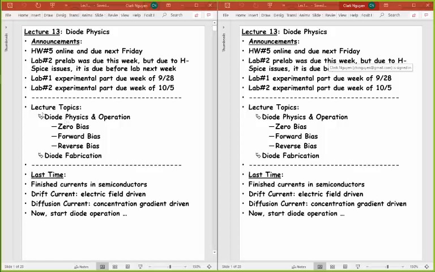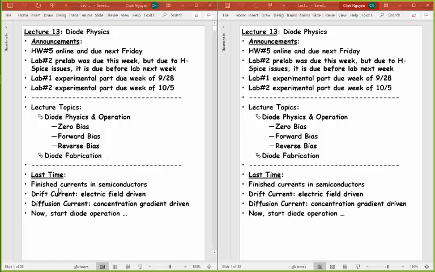Okay, so the lecture topics today are diode physics and the operation of diodes. We'll take a look at different regions of operation for diodes, and this is something that we'll see again and again in this class, where we're going to need to pay attention to regions of operation. Regions of operation means different voltage ranges that we're applying across the device. So in this case, for a diode, the regions of operation we'll look at are zero bias, forward bias, and reverse bias. And then at the end, if we can get to it, we'll talk about diode fabrication to some extent.